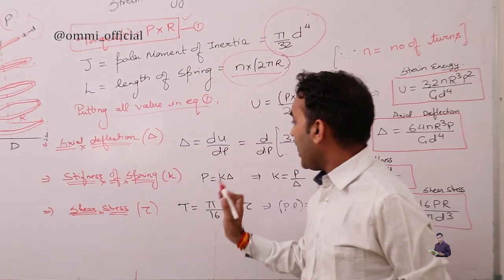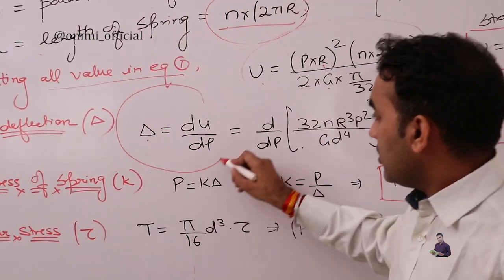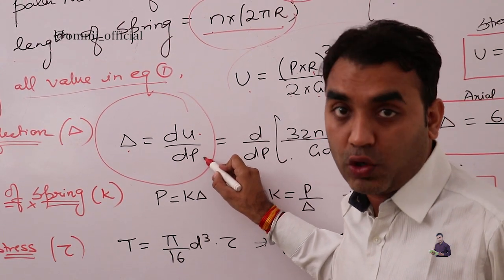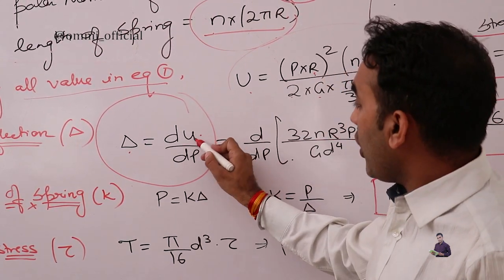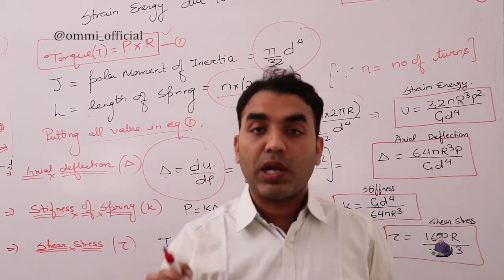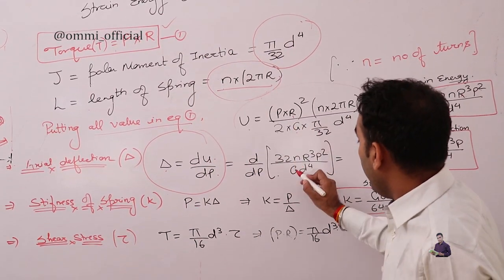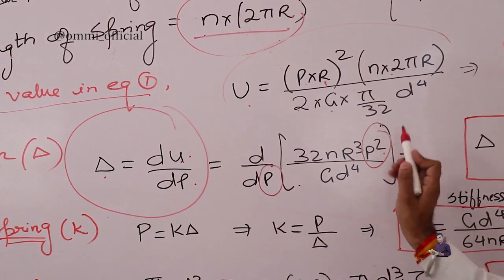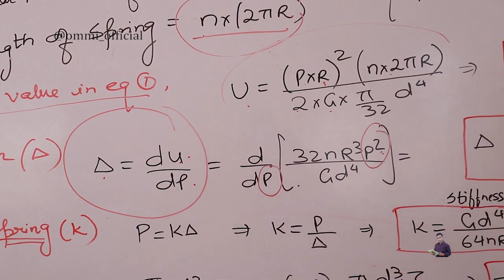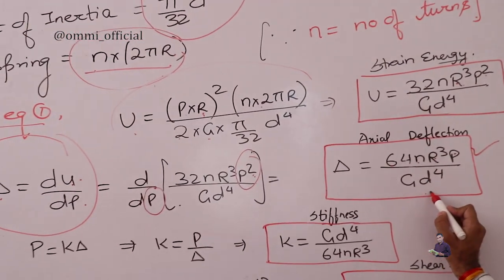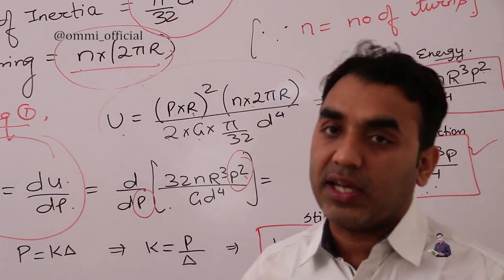The axial deflection is the differentiation of the strain energy with respect to the force applied. We already have the strain energy from the previous equation, 32 N R cube P square upon G d to the power 4. Putting the value here, because it is differentiated, P square becomes 2P, and that gives the resultant axial deflection 64 N R cube P upon G d to the power 4. That is your axial deflection.